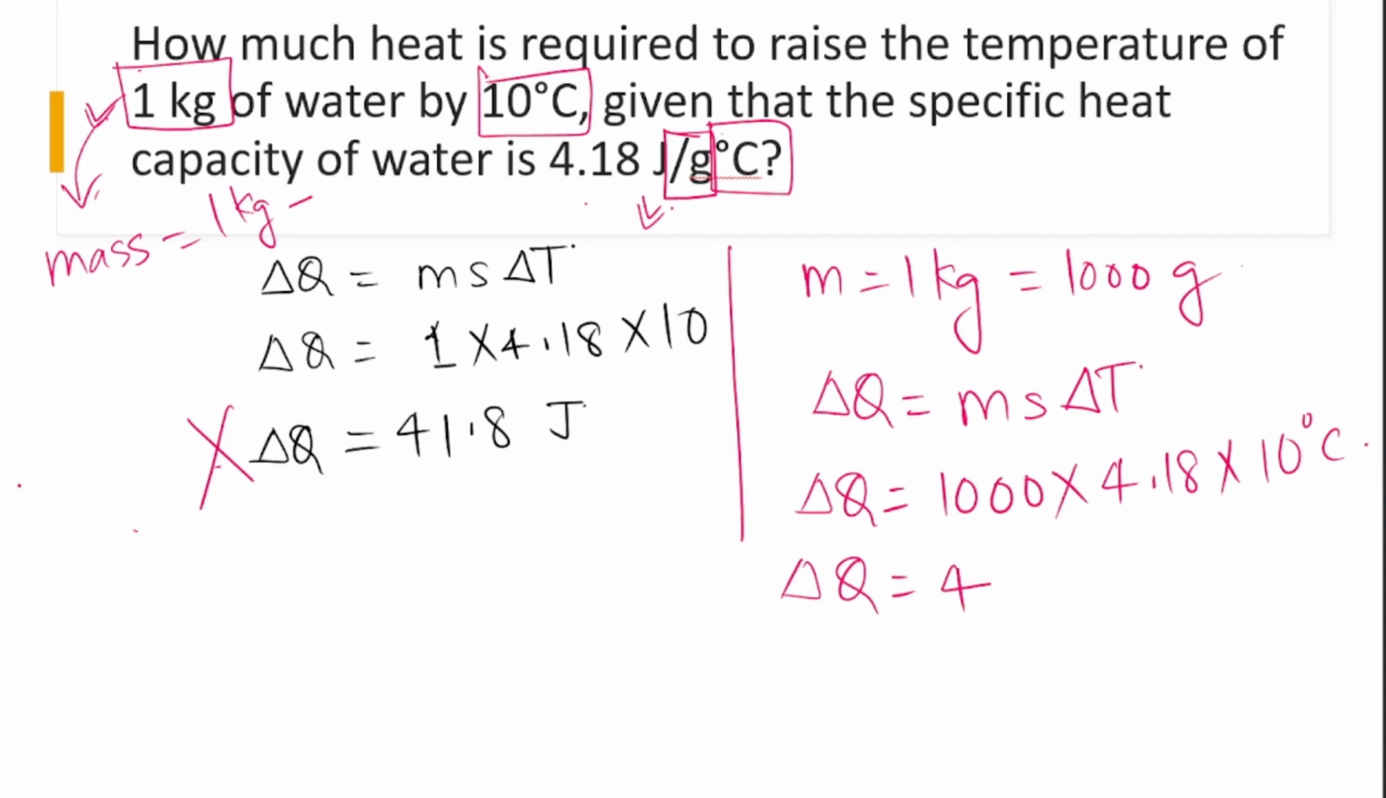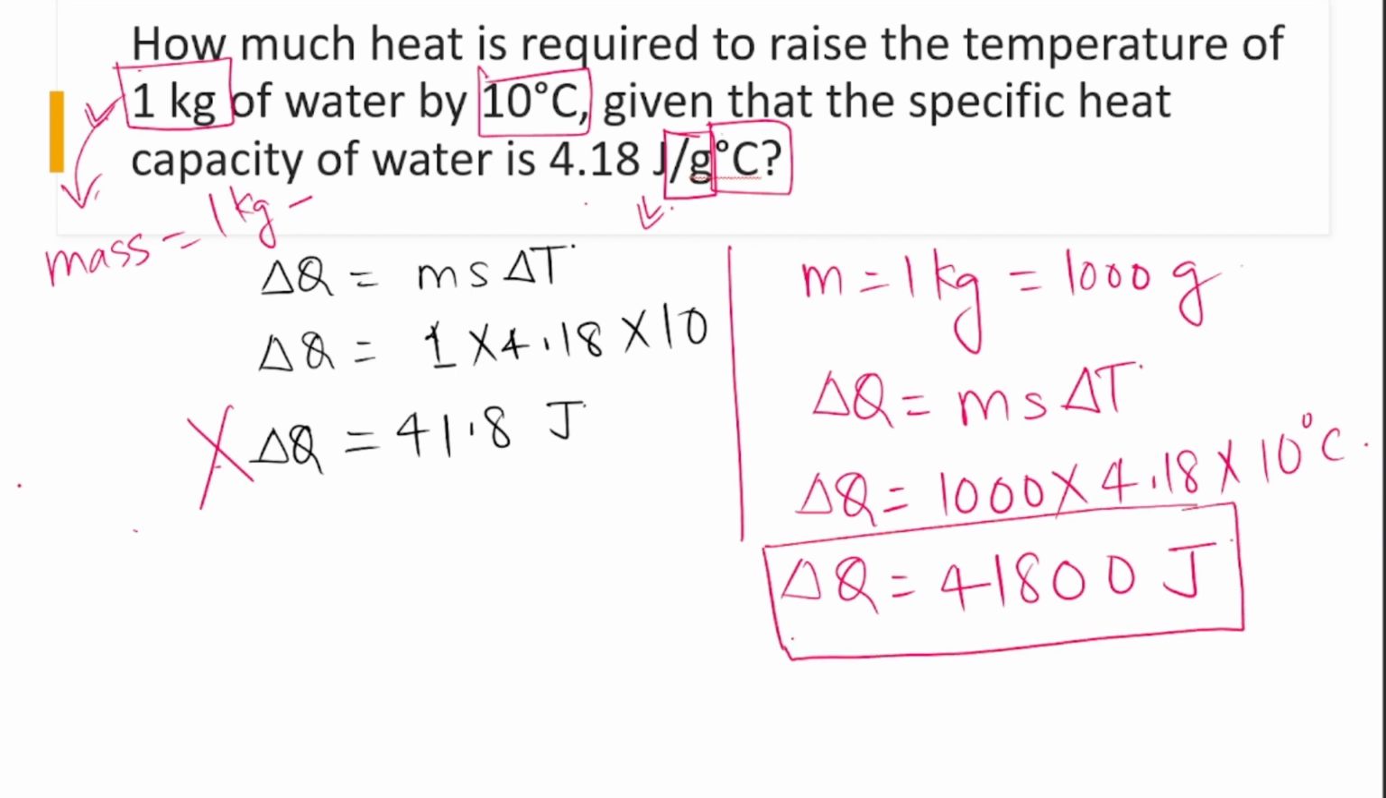41,800 joule. Now you can use the calculator. My calculation may be wrong, but I hope it's right. So this is the energy required to raise the temperature of 1 kg of substance by 10 degrees Celsius, where the specific heat capacity is 4.18 joule per gram degree Celsius.